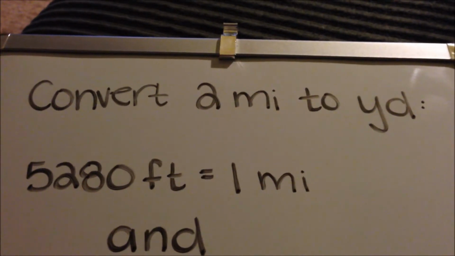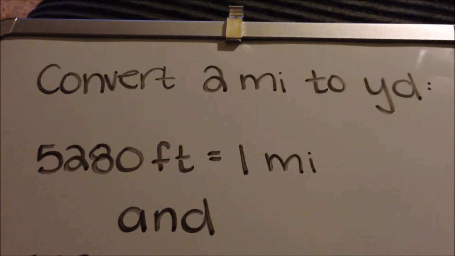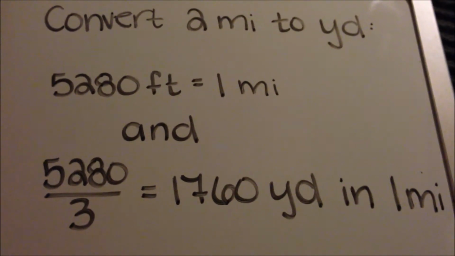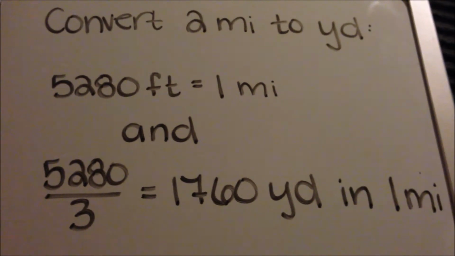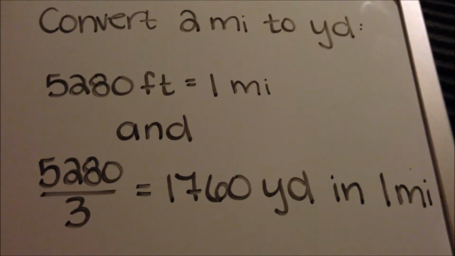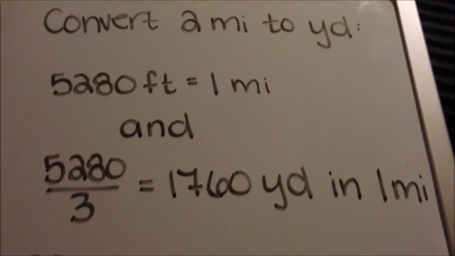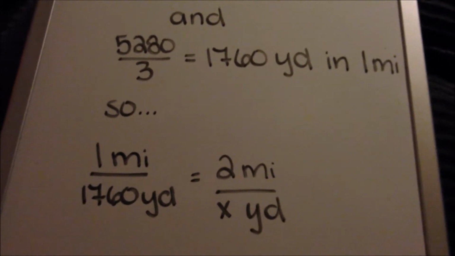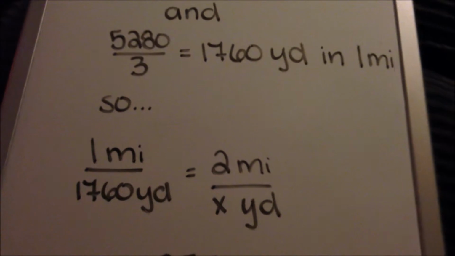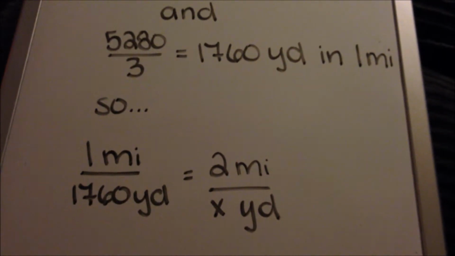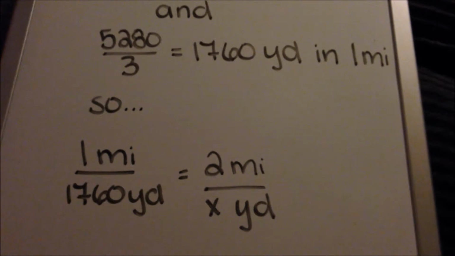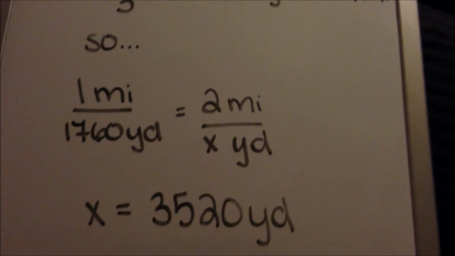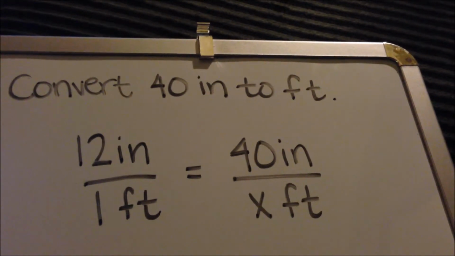Convert 2 miles to yards. We know that there are 5,280 feet in a mile, and to convert feet to yards, we divide by 3. So we know that there are 1,760 yards in 1 mile. We can now set up a proportion. 1 mile over 1,760 yards equals 2 miles over x yards. Cross multiply and we get 1 times x equals 2 times 1,760. So x equals 3,520 yards.